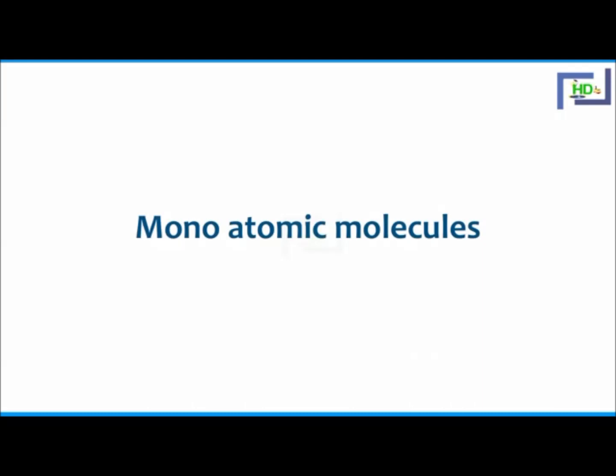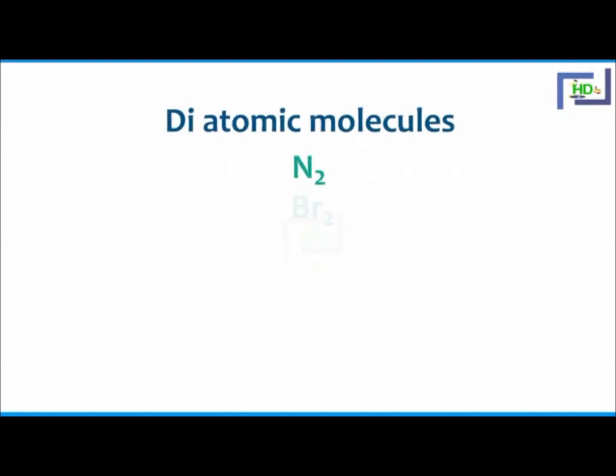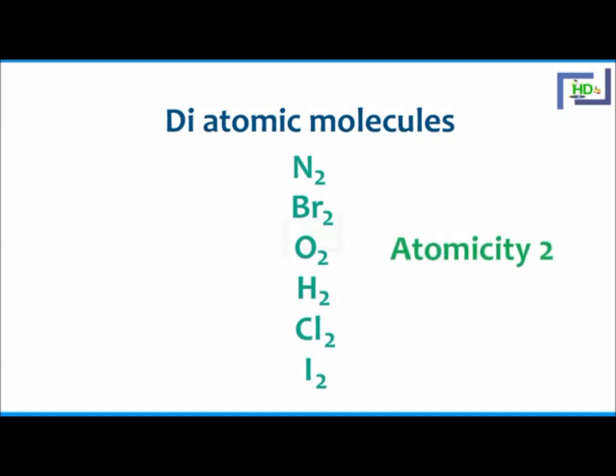Monoatomic molecule means some elements exist as single stable atoms and therefore are made up of monoatomic molecules. The examples for monoatomic are helium, argon, and neon, which are inert gases. They are stable with one atom. They will not combine with others. Nitrogen, bromine, oxygen, hydrogen, chlorine, iodine, these are diatomic molecules. They contain two atoms. The atomicity is 2.